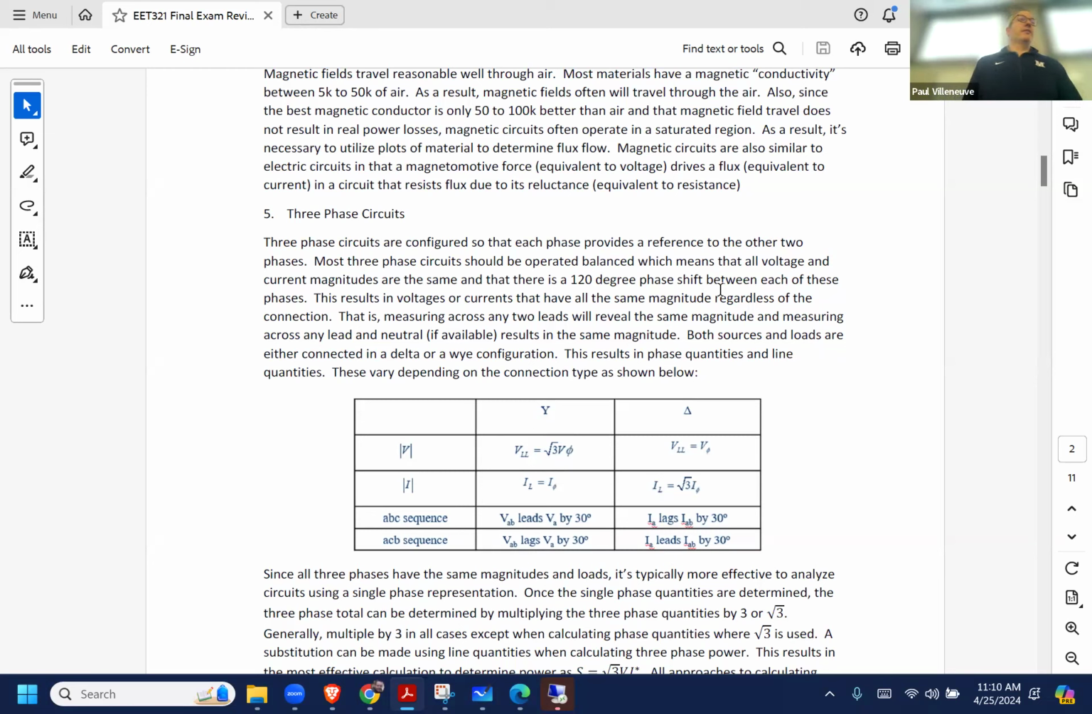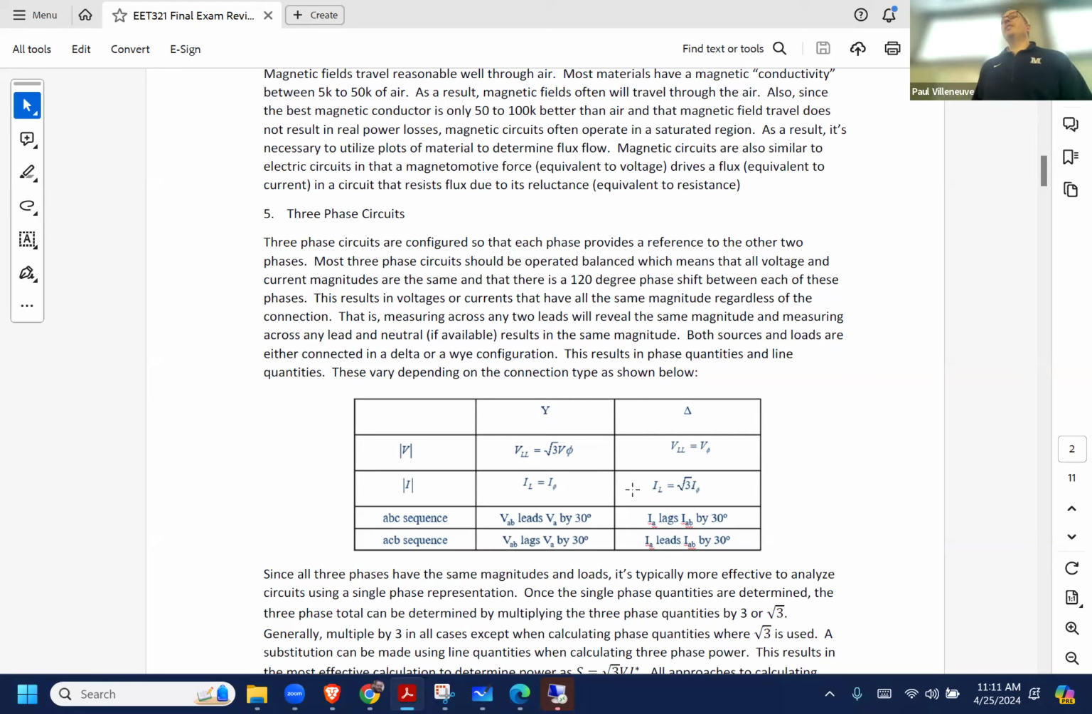In a delta, the voltages were the same, line and phase were the same, but the phase currents were not the same as line currents. And that means we also have that plus or minus 30-degree phase shift. But what we know is that we always have the square root of 3 if they are not the same. All right, so this is when we started introducing the square root of 3.